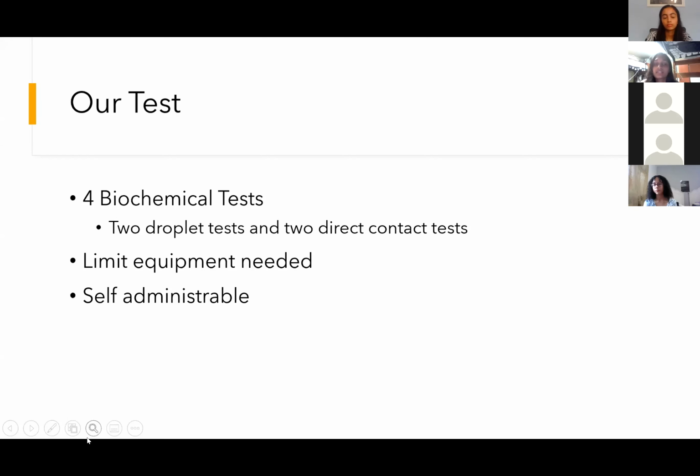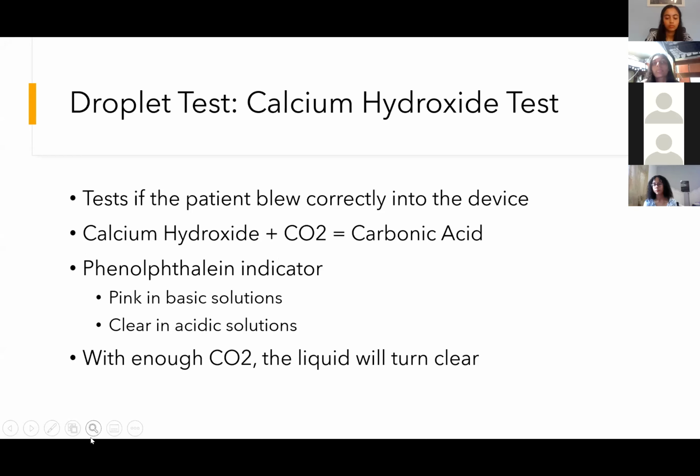Our test we developed includes 4 biochemical tests containing 2 droplet-based breath tests and 2 direct contact tests that consist of applying a sterile swab in the patient and placing the swab in the associated test solution. We chose this model for the test to limit the amount of equipment for the user, and so it's cost-effective and easily used. Our first test is our calcium hydroxide test, where the patient can make sure their results are correct and based on their breath compared to outside contaminants.